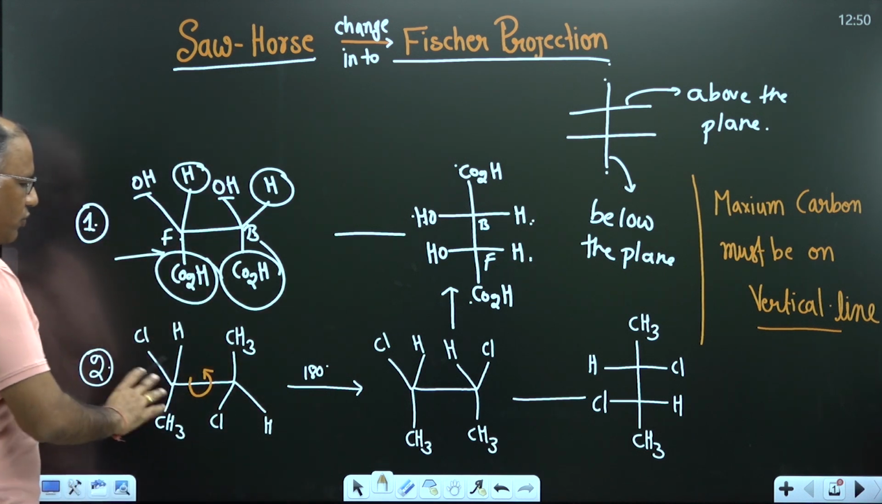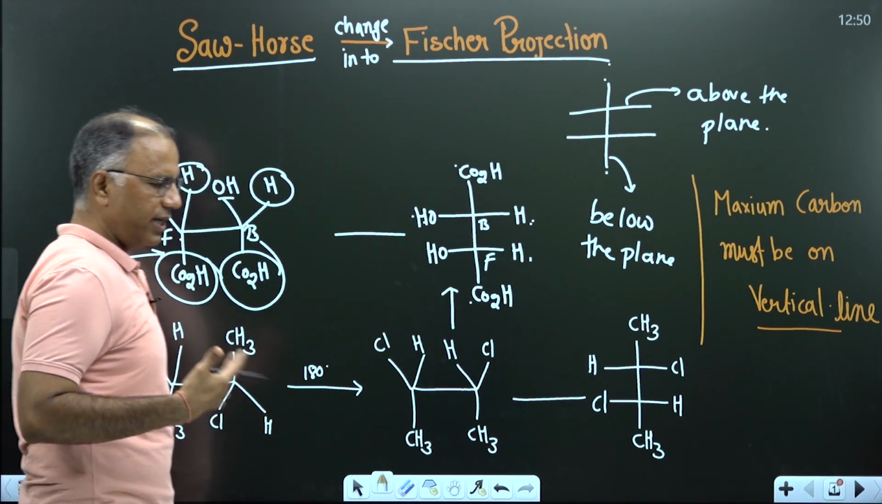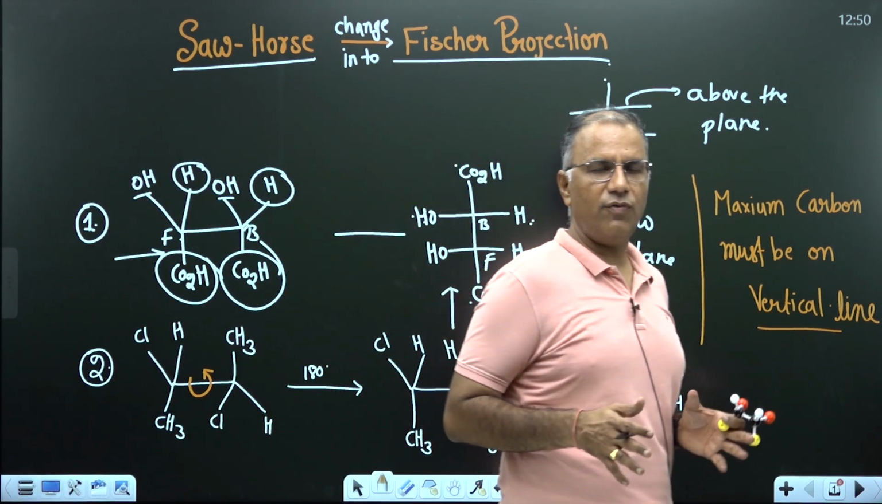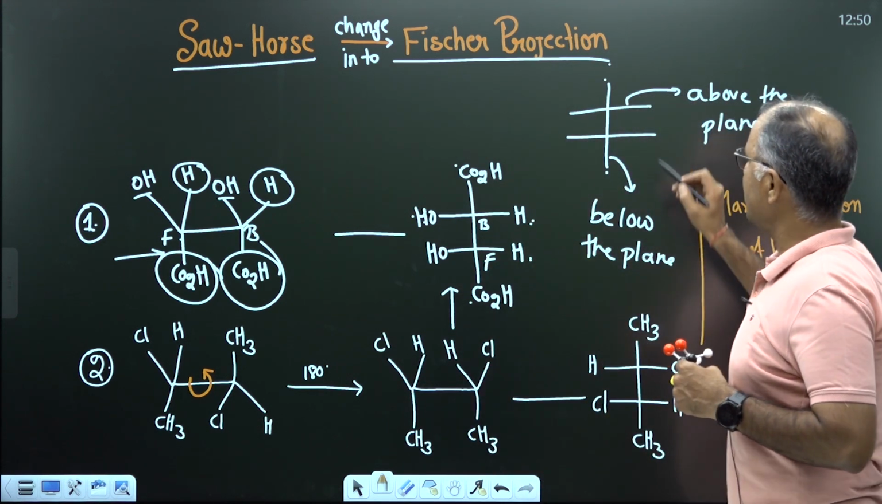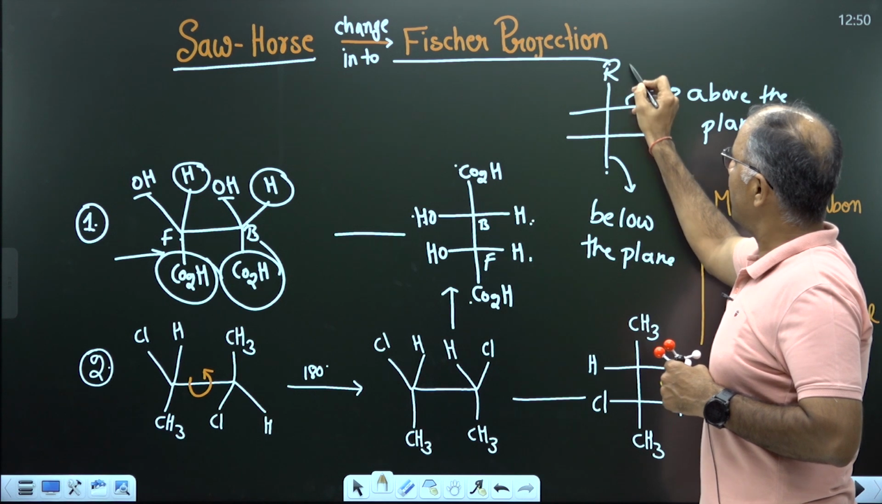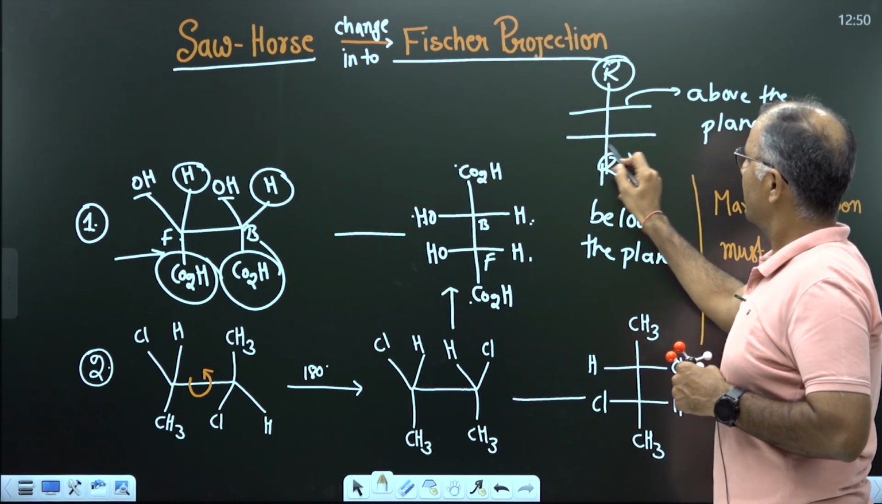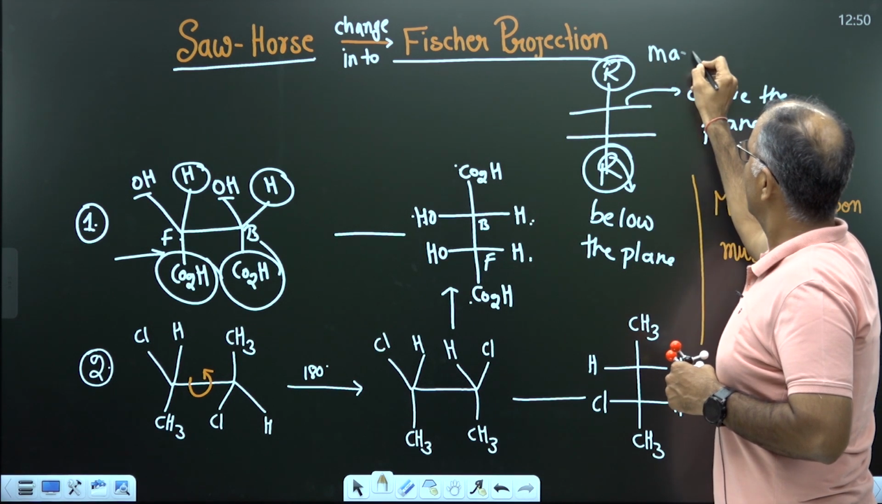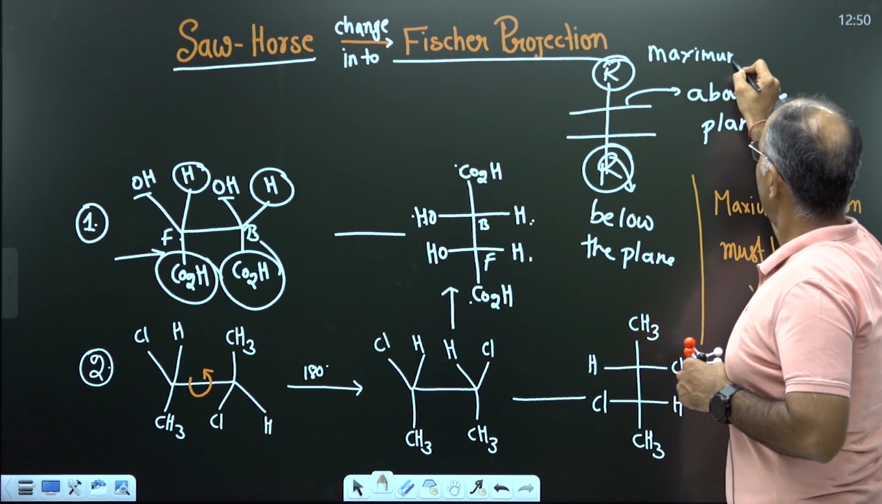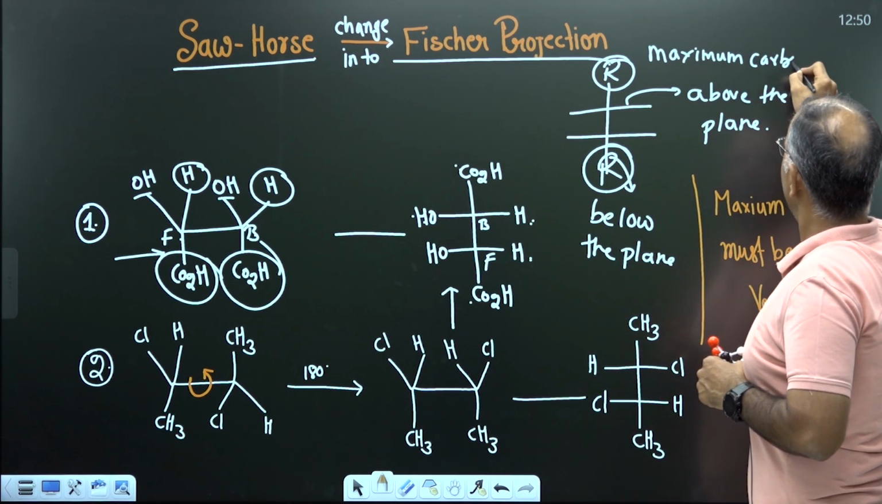Now, similarly, if you have to draw this Fischer projection, one more thing is important in Fischer. Whenever you have to draw Fischer projection, draw in such a way that the maximum carbon must be on the vertical line. According to IUPAC, the maximum carbon must be on the vertical line.